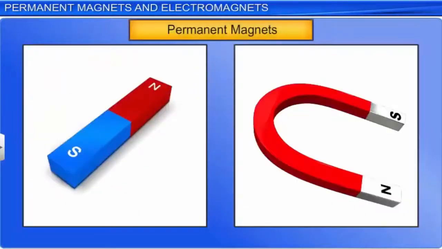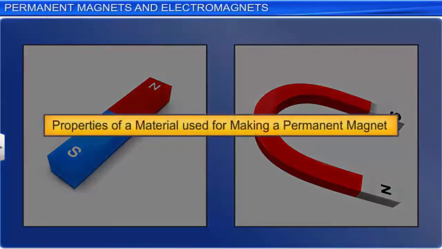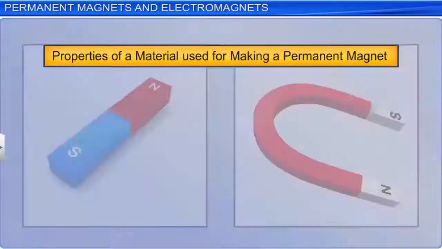Let's begin with permanent magnets. Permanent magnets are substances that can retain their ferromagnetic property for a long period of time at room temperature. Let's discuss the properties of a material used for making a permanent magnet. We cannot make permanent magnets from all types of materials. The hysteresis curve helps us to select a suitable material for it.